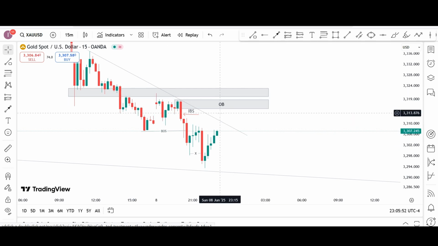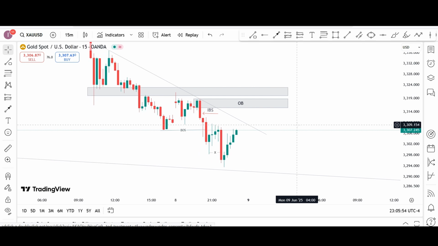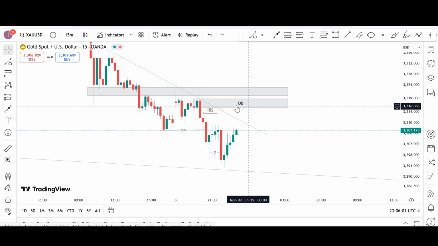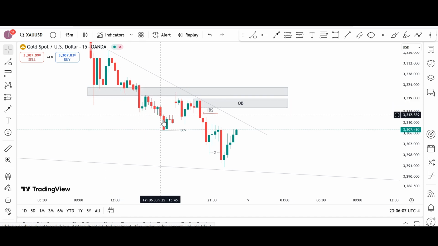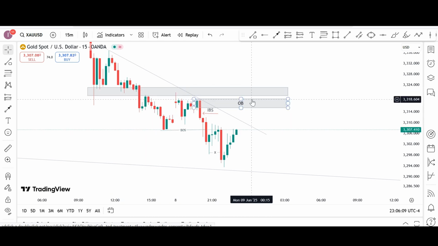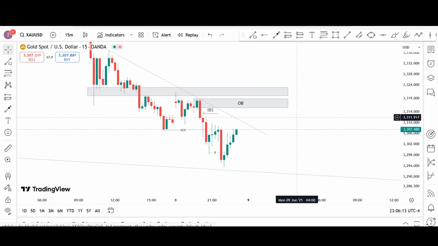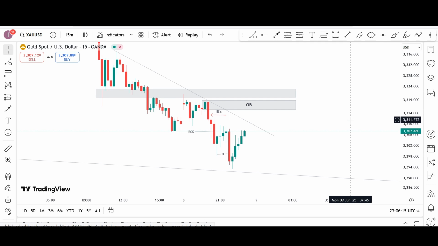So the bull has a lot of things to contend with right here. They have this resistance trend line to contend with. They have this order block to contend with. They have this support turning to resistance. They have this resistance level area of interest to contend with. Okay, so pay attention to that.